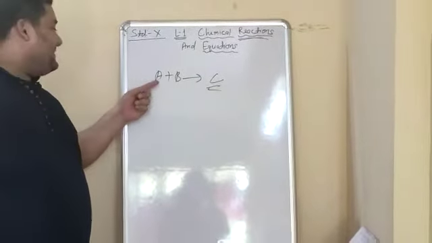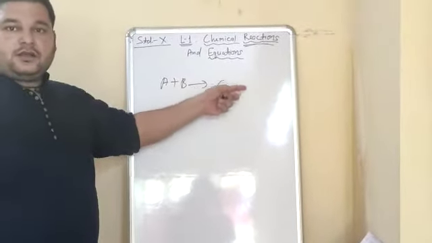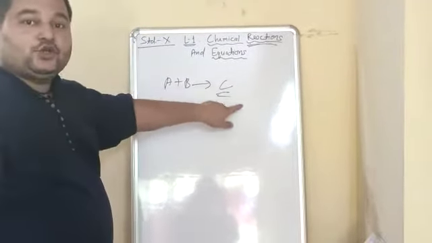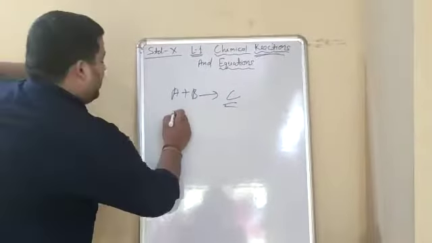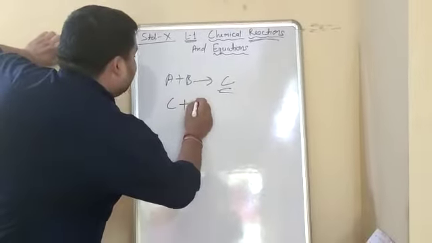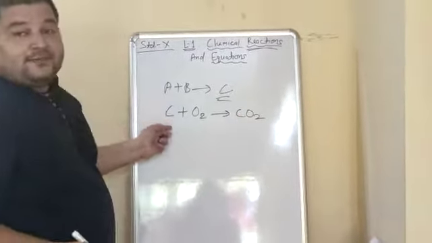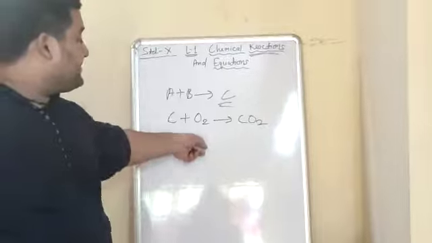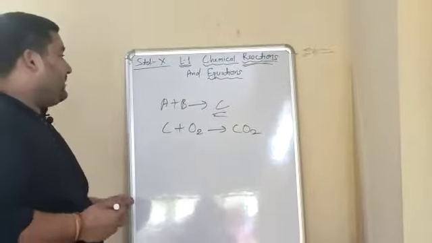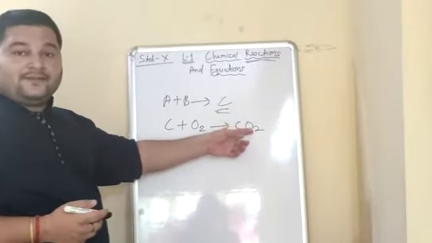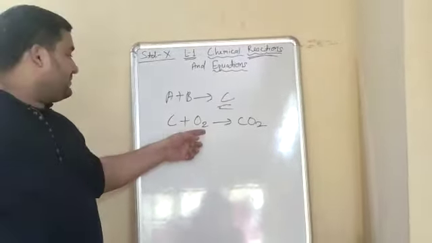For example, you can see here A react with B, form C. Property of C is totally different from A as well as B. For example, take carbon and oxygen. When carbon react with oxygen, new substance carbon dioxide will be formed, and chemical properties of carbon dioxide will be totally different from carbon as well as oxygen.